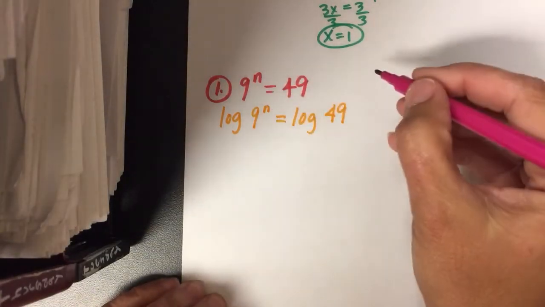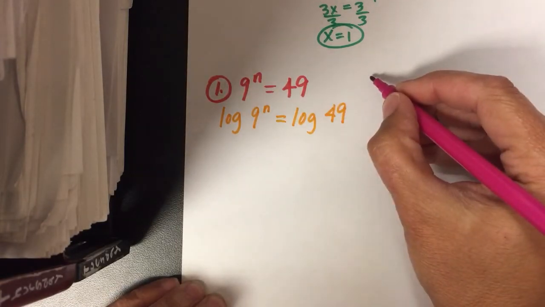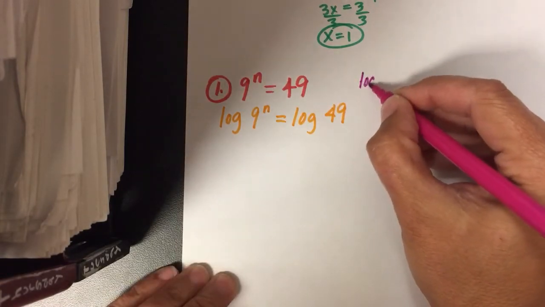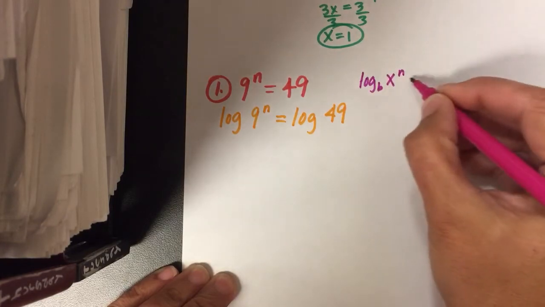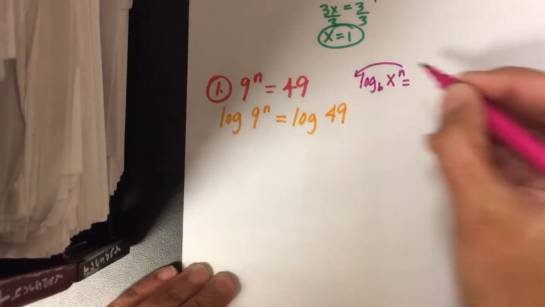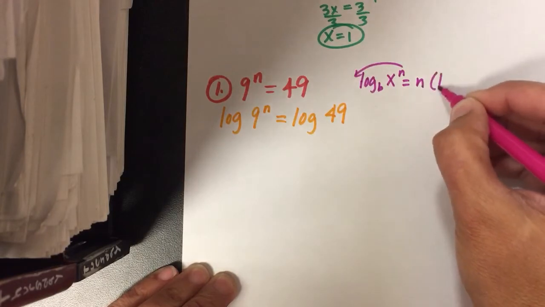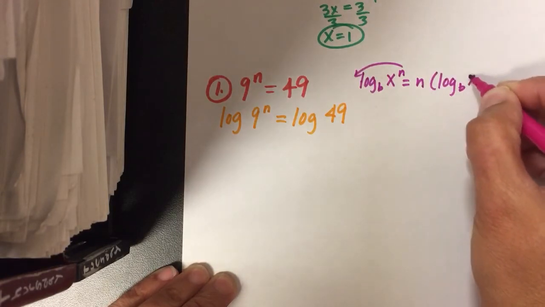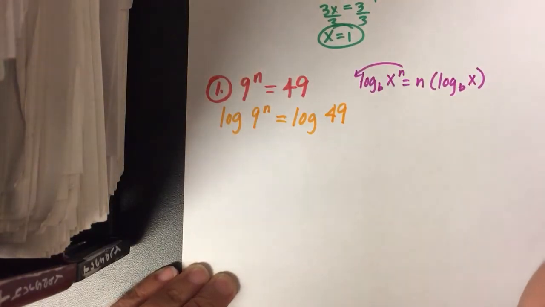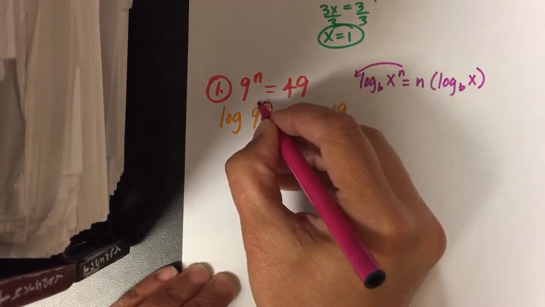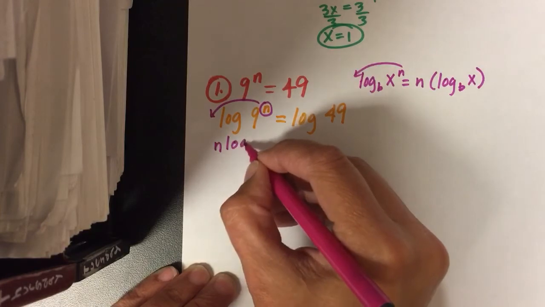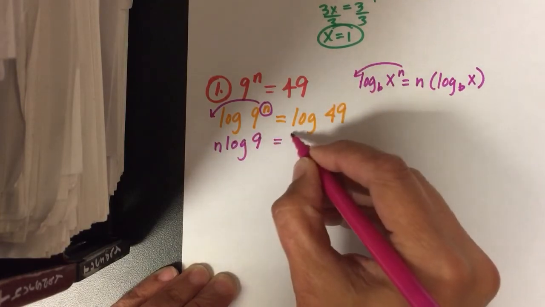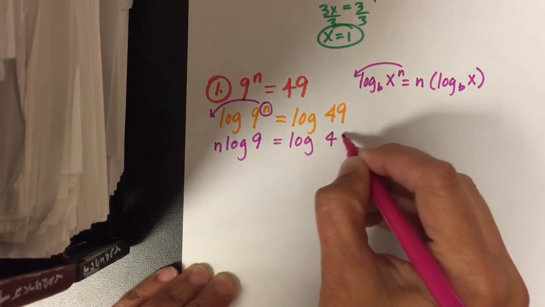Well, remember the power rule. The power rule says the log base b of x to the n is equal to n times log base b of x. We can bring the n out front. So I'm going to take this n, this exponent, and move it in front. So now I have n times log of 9 equals log of 49.